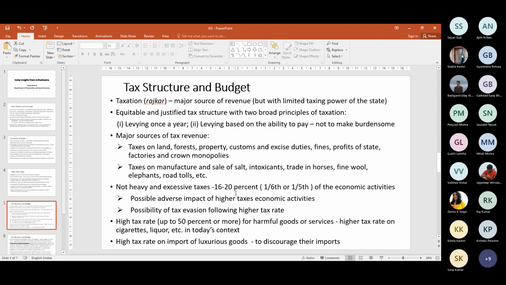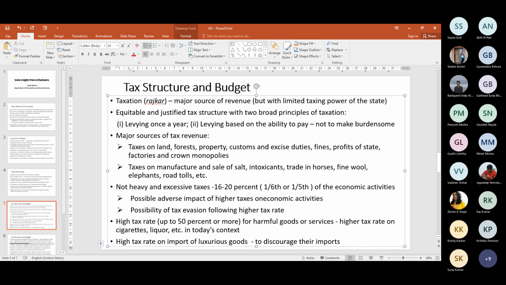So the tax structure should be designed in such a way that it's not heavy and not excessive, to avoid the possible adverse impact of higher taxation on economic activities. I will just refer to one concept here, what we discussed when we talk about the theories of taxation today. We talk about the Laffer curve, which is largely an inverted U-shape.